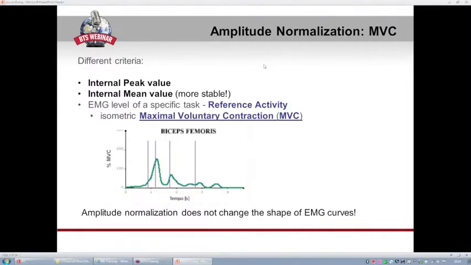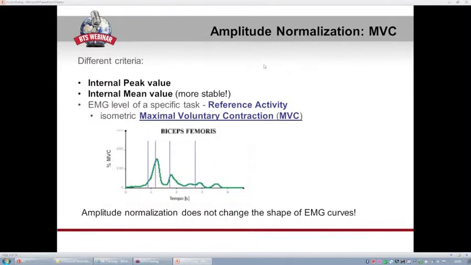Well, you should remember from the first lesson that different criteria can be used to perform amplitude normalization of the signal. The internal peak value can be considered as a reference value, for example. Otherwise, one more stable criterion that is suggested could be to use, instead of the peak, the mean value as a reference. This is what we covered during the first lesson.